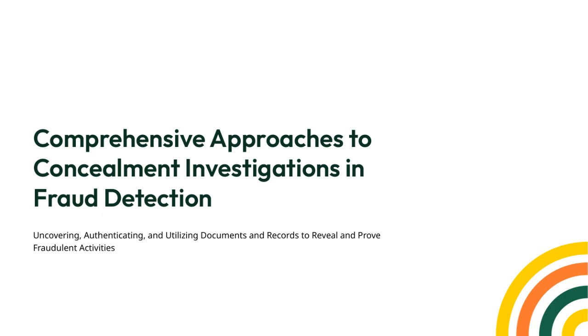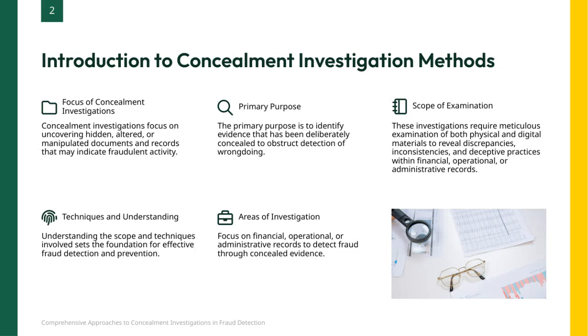Let's get started. In concealment investigations, our main focus is to uncover documents and records that have been hidden, altered, or manipulated, which often point to fraudulent activities. The key purpose behind these investigations is to find evidence that someone has deliberately concealed to avoid detection of wrongdoing. To do this effectively, we need to examine both physical and digital materials very carefully, looking for any discrepancies, inconsistencies, or signs of deception within financial, operational, or administrative records.